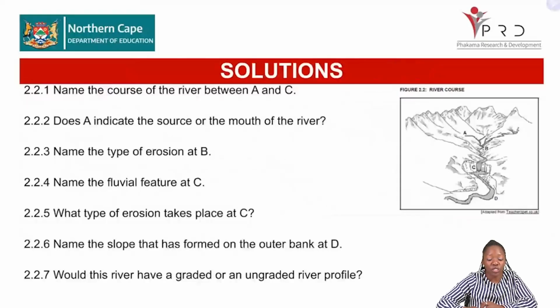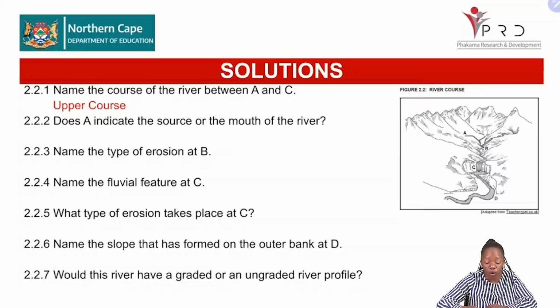Right, our first question then, you're supposed to name the course of the river between A and C. So between A and C, you realize that this is the upper course. Remember, the river has 3 courses. It's the upper course, the middle course, as well as your lower course. So it is an upper course. Then 2.2.2, does A indicate the source or the mouth of the river? Remember, the river begins at the source and ends at the mouth. So therefore, A indicates a source.